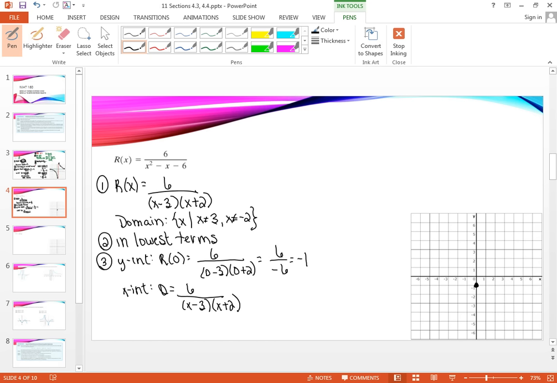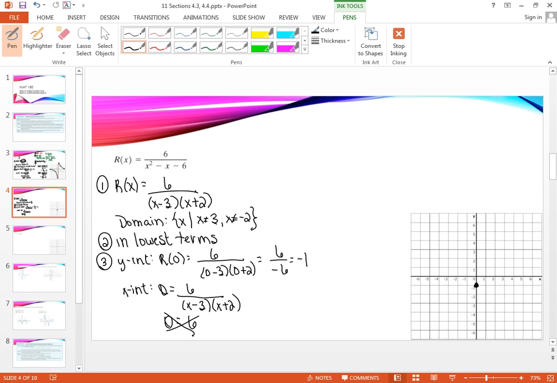Remember, the only thing that can make a fraction equal 0 is its numerator. Its denominator can never make it equal 0. If a fraction is going to equal 0, that's going to come from the numerator. Well, here 0 equals 6. That doesn't make any sense. That's not going to happen. This thing has no x-intercepts. So it's only got the one y-intercept at negative 1.